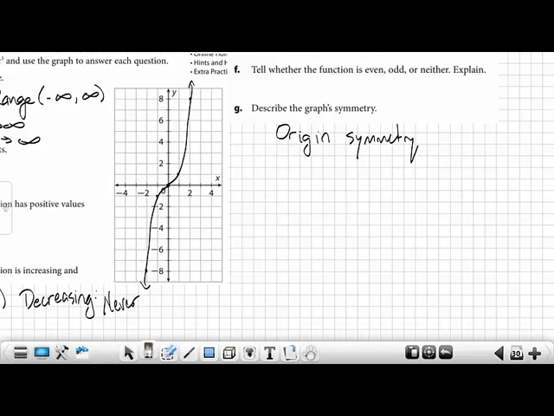Okay. Alicia, very simple answer, because my number one go-to would definitely be it has origin symmetry. That's what makes it odd, right? We can go by a couple of strict definitions.